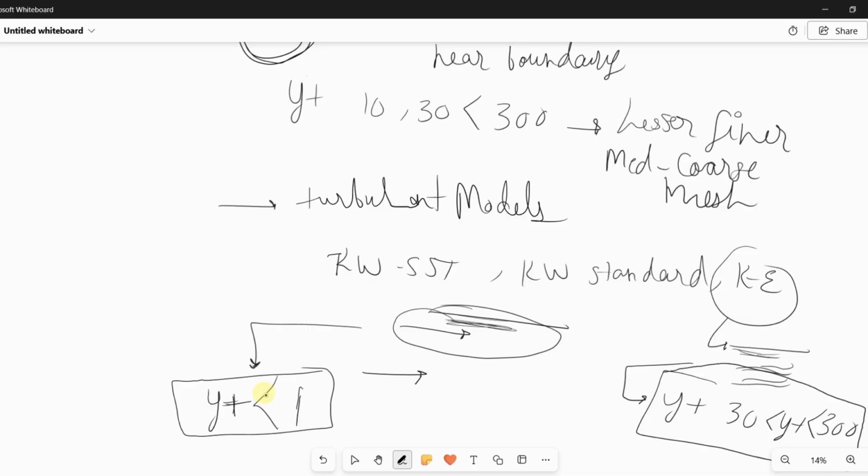Again, you might have conditions where you don't need to focus much on boundaries because that is not much important to you. There are such conditions. I'm not saying that every time you need to have y plus less than 1. Of course, or else you wouldn't be needing k epsilon, right? You could just go directly with k omega. But this is why y plus is such an important parameter. So that is about the parameters.